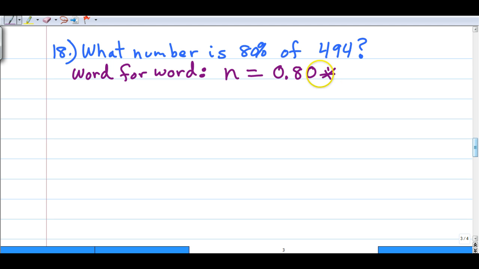times 494. So n is equal to 395.2. Let's look at this as a proportion problem.